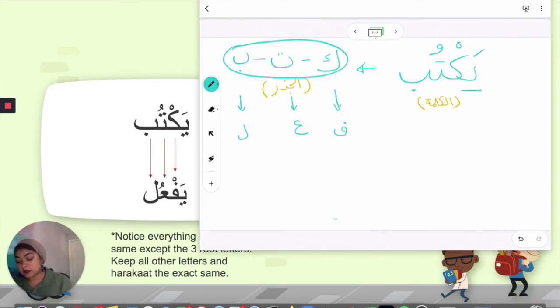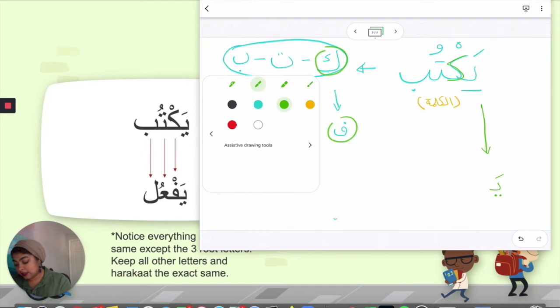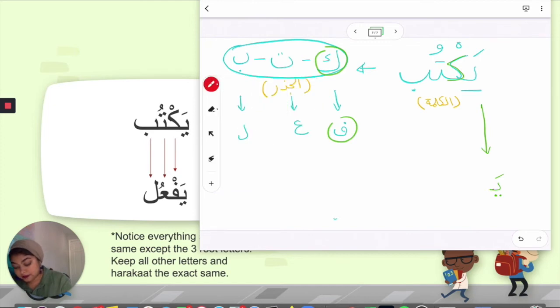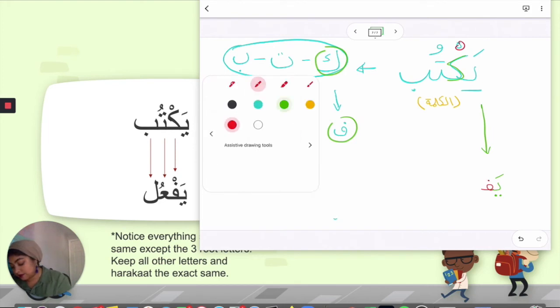So we take this. We have a ya with a fatha. Let me do a different color now. We have a ya with a fatha. And then we have a kaf with a sukun. Kaf is the first root letter, so we're going to replace it here with a fa. And it has a sukun on it, so we're going to keep the sukun right on top of it.